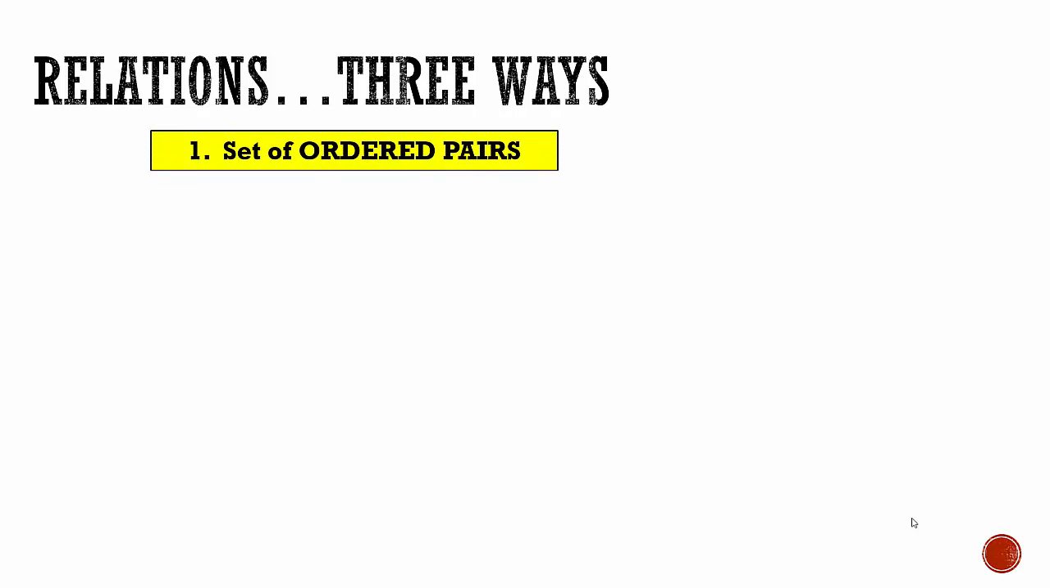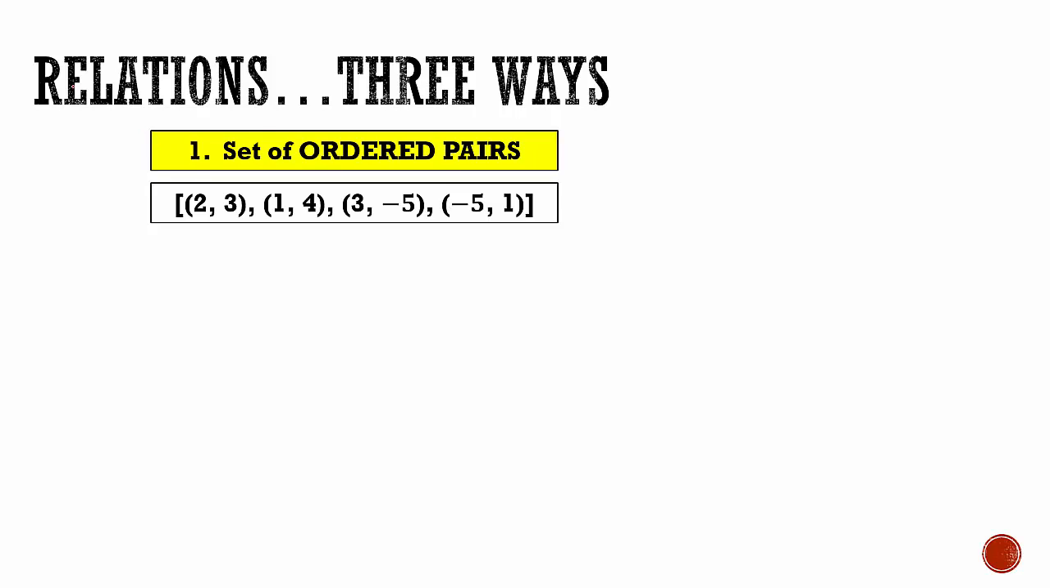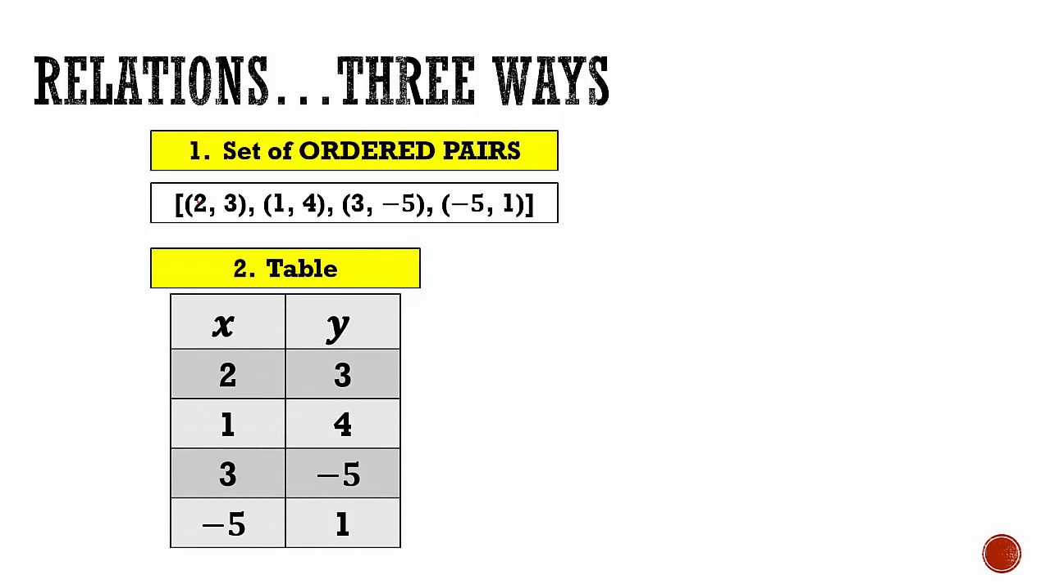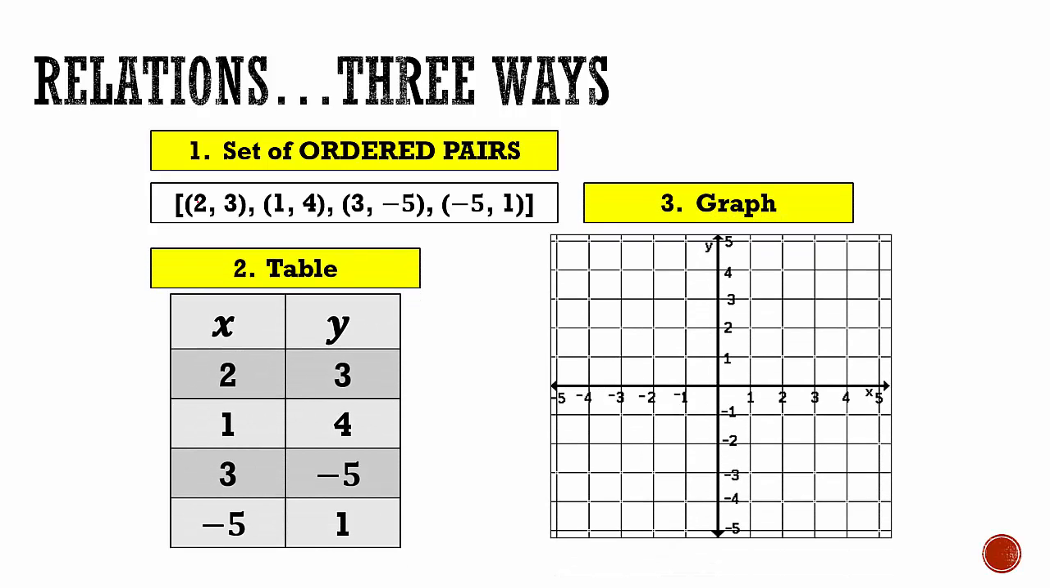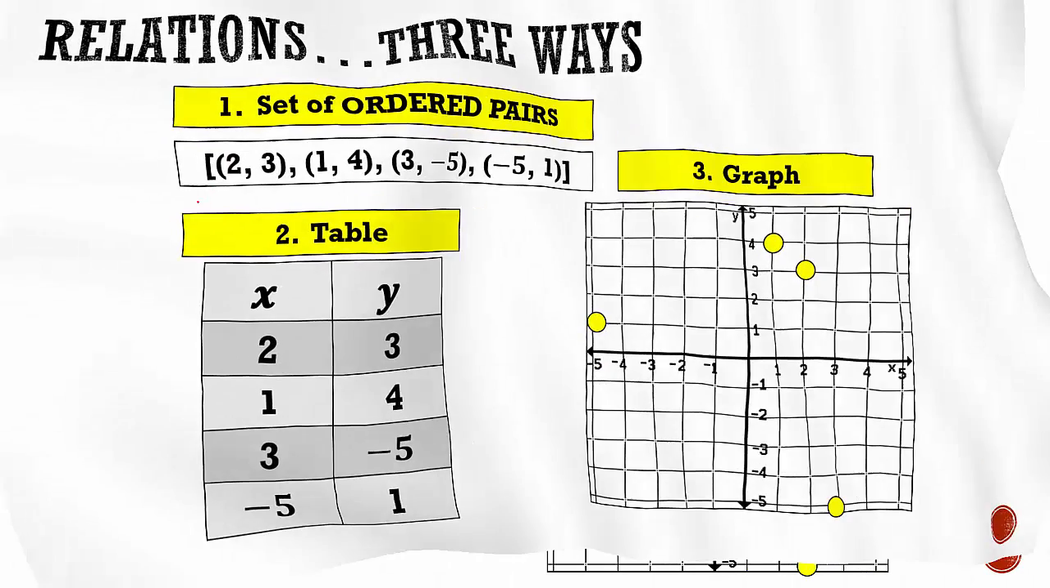Alright, so we can represent that algebraically three ways. So we could have a set of ordered pairs. So these brackets at the beginning and end mean that it's a set, and then of course you know what your ordered pairs are. A table and a graph. So points represented on the graph.